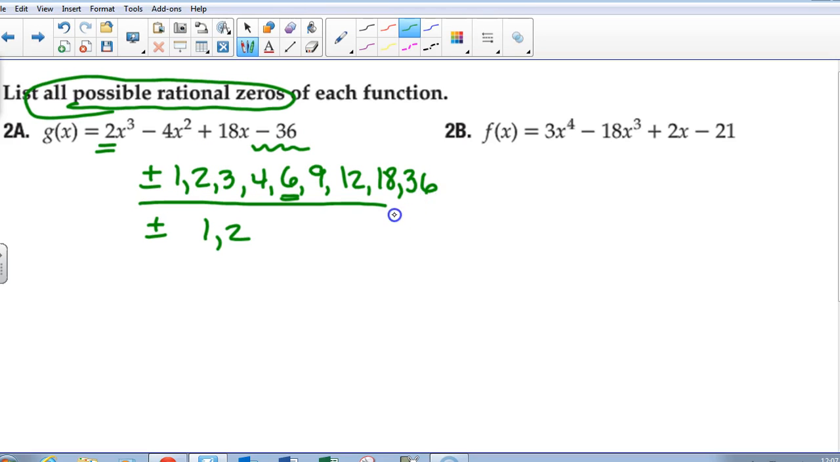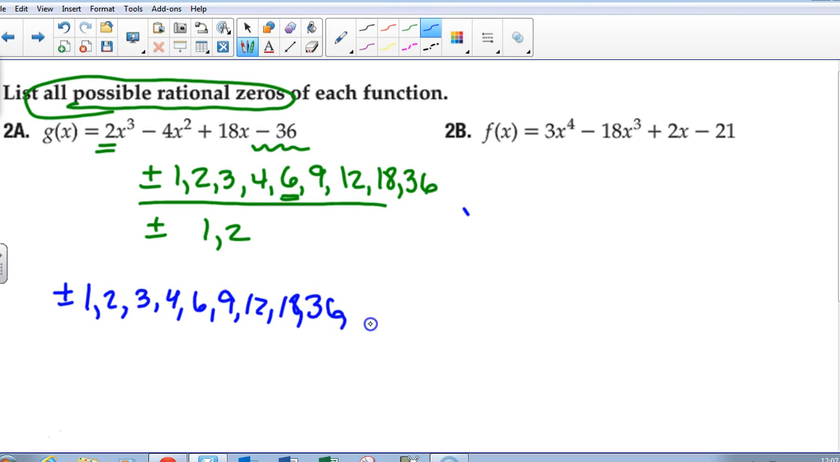Okay. Now, you will not get full credit for writing it like that. You don't have to write out plus or minus 1,000 times, but you do have to list them all. 1 over 1, 2 over 1, 3 over 1, 4 over 1, 6 over 1, 9 over 1, 12 over 1, 18 over 1, and 36 over 1. But there's a few more.